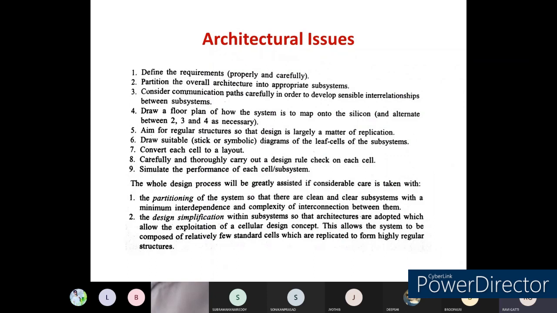Okay, so the next one we call a stick or symbolic diagram. The subsystem is always a representation of your leaf cells. It should not be a main part of the architectural methodology. So whatever subsystem you are going to design or create, all of them have to be leaf cells.